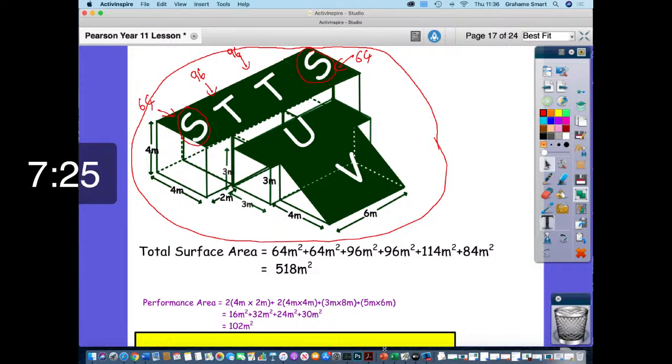But that makes sense because you wouldn't be performing on the side or the base of the shape or the back of the shape. You'd only be performing on the top of the shapes. So that sort of fits together nicely.